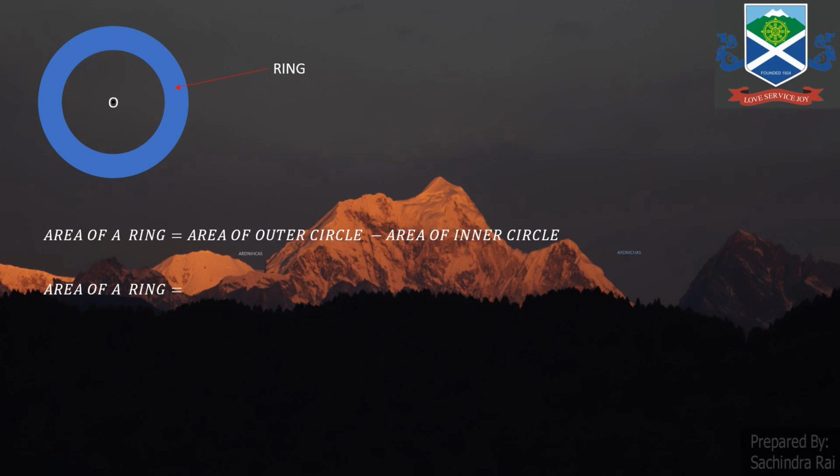So writing the formula, area of a ring equals area of outer circle. Obviously outer circle means it will have larger radius, so pi capital R square, where capital R represents the larger radius, minus pi small r square, where small r is of the smaller circle, that is the inner circle. By taking out pi common, we can write area of a ring equals pi bracket open R square minus small r square bracket close.